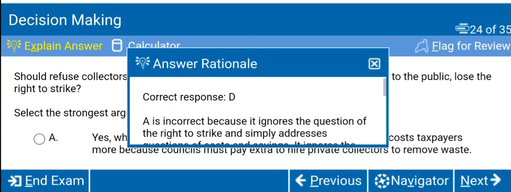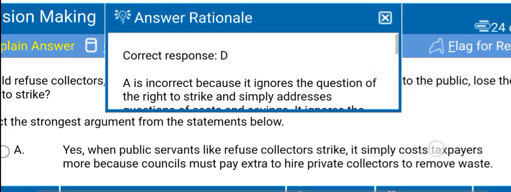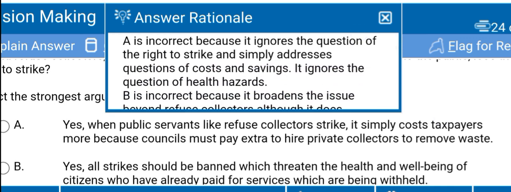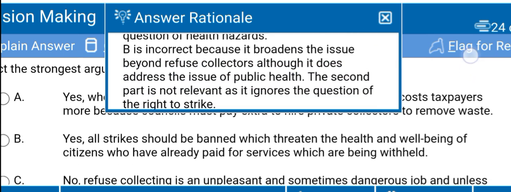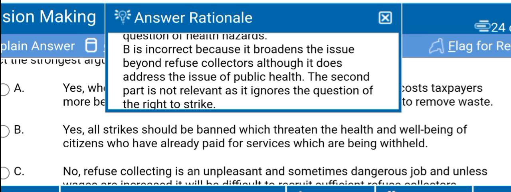So let's see which one is the correct option. Here the correct option is option D, and option A is incorrect because it ignores the question of the right to strike and simply addresses questions of costs and savings. It ignores the question of health hazards. Option B is incorrect as it broadens the issue beyond refuse collectors, although it does address the issue of public health. The second part is not relevant as it ignores the question of the right to strike.